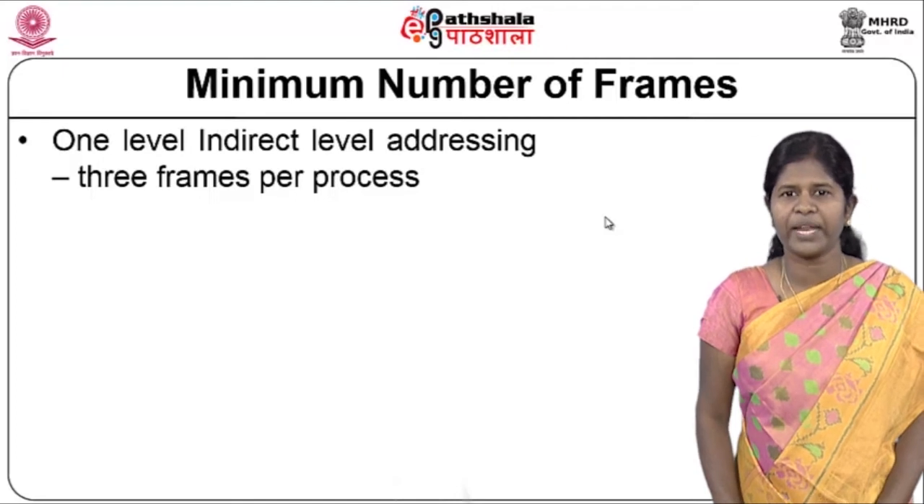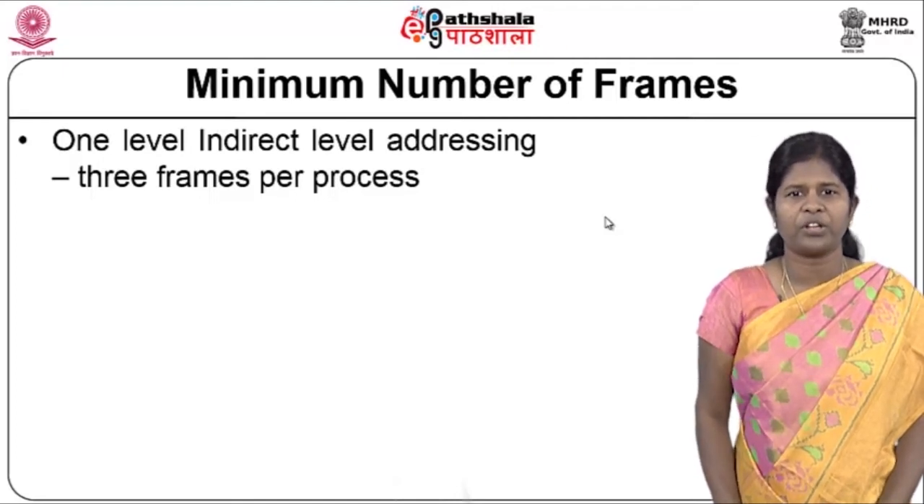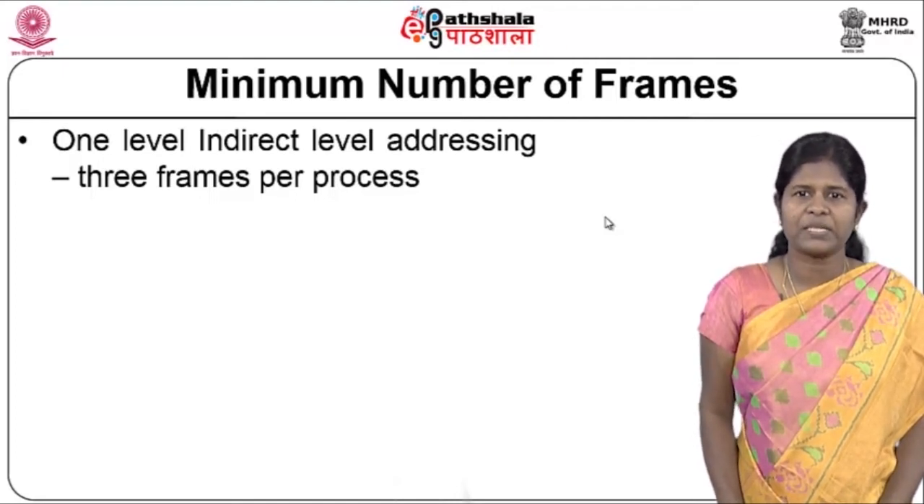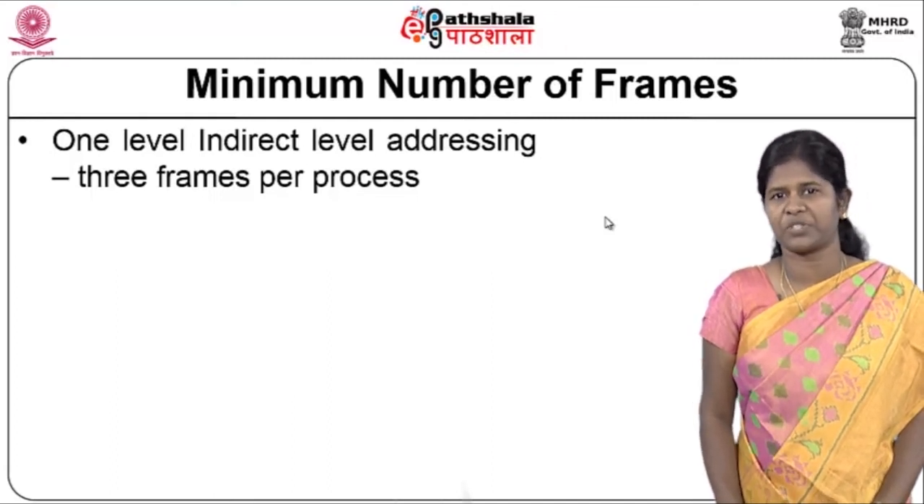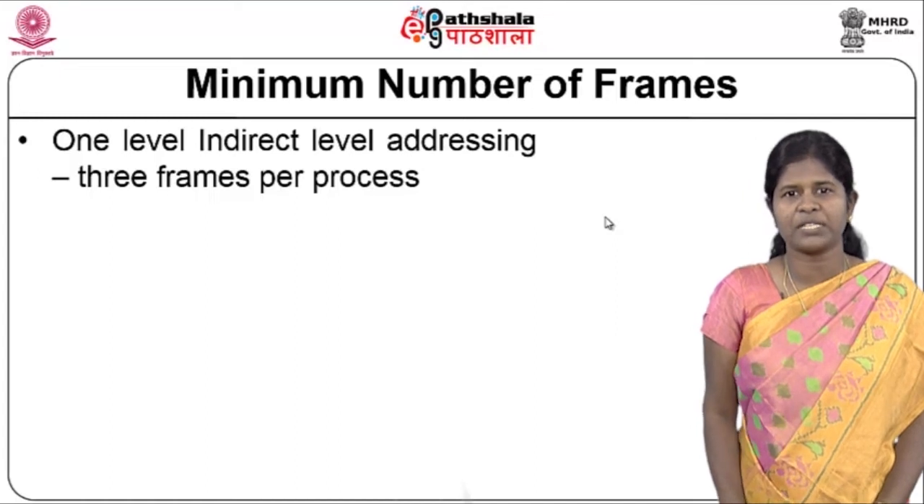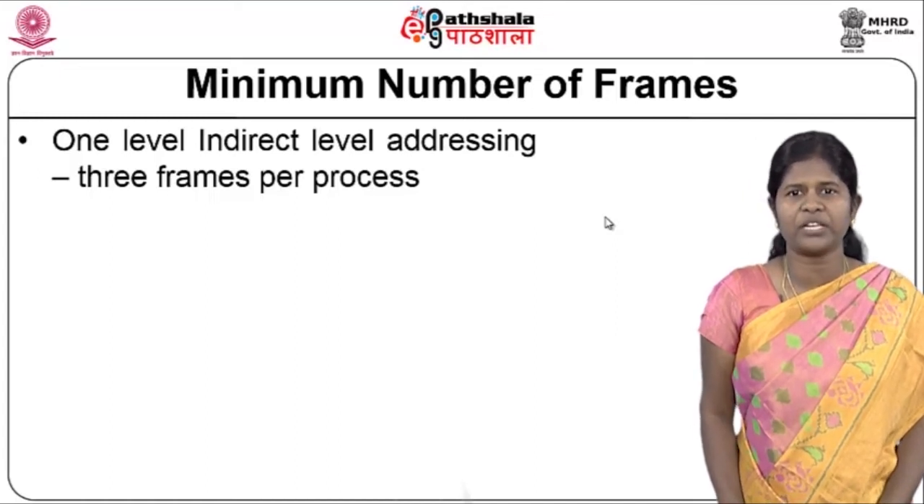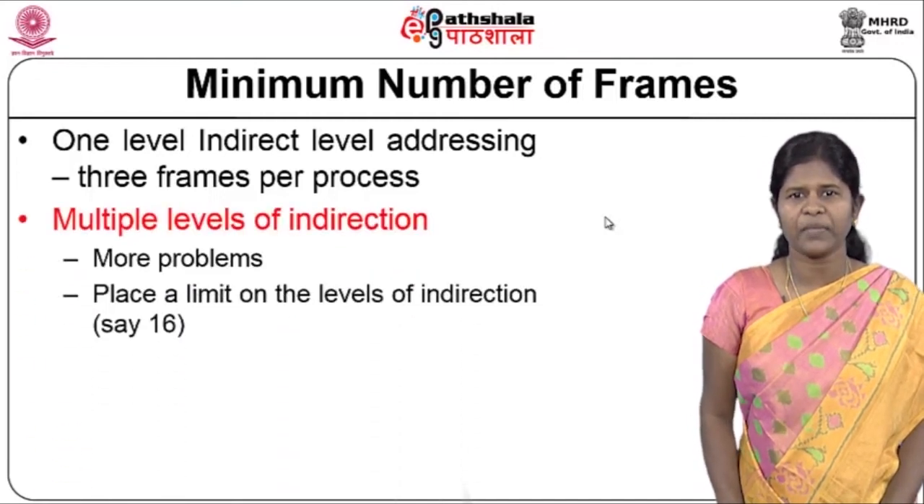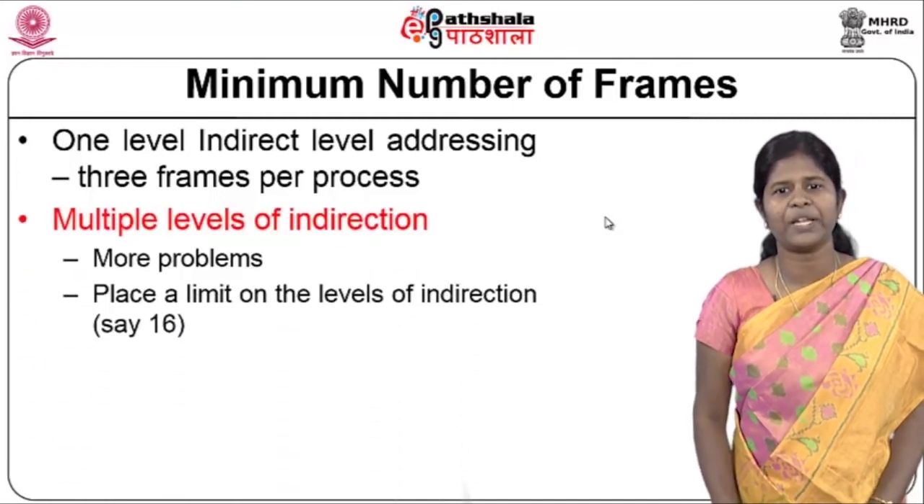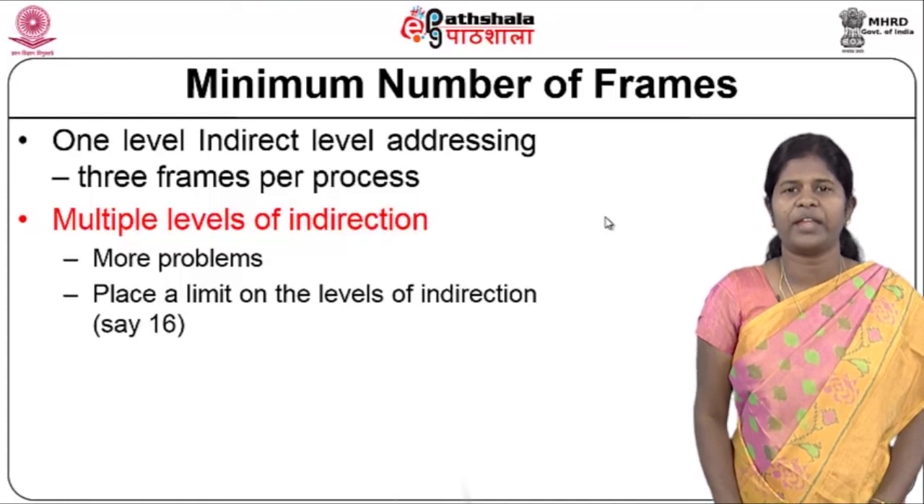So, totally you will need 3 frames for each process, and that is for executing even one instruction you will need 3 frames. So, for a process in such a situation you need to allocate at least a minimum of 3 frames. And suppose if you have multiple levels of indirection, then you have more problems.